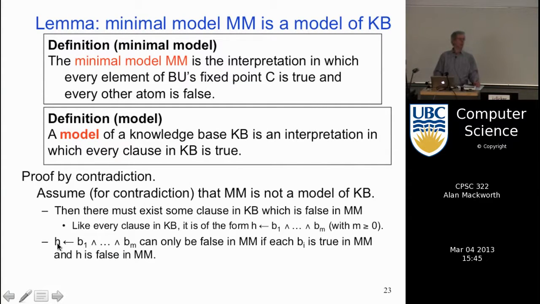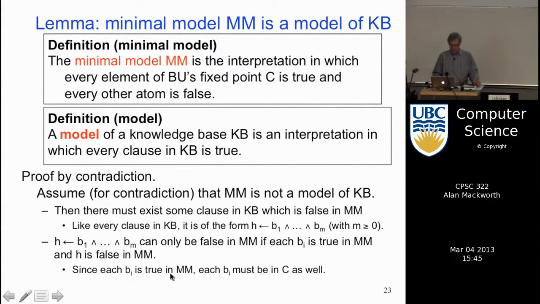The only way an implication, I mean, this should be second nature to you now, the only way an implication can be false is if the body is true and the head is false. And we want that to be false for this reason, okay? So each of the Bi must be true in the MM and H is false in the MM.